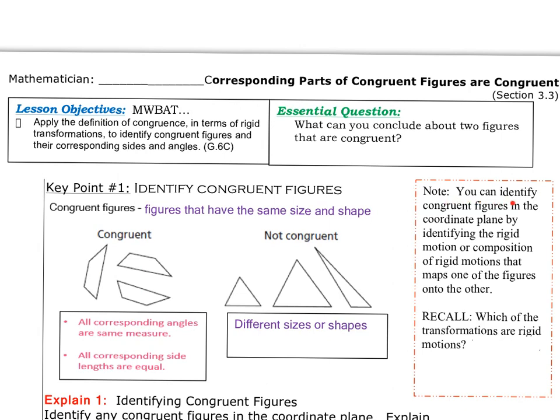So let's recall. Note that you can identify congruent figures in the coordinate plane by identifying the rigid motion or composition of rigid motions that maps one of the figures onto the other. So let's recall, which of the transformations are rigid motions? Well, it's all three. Translations, reflections, and rotations are all rigid motions. In other words, after you complete these transformations, the size and shape are the same. So corresponding angles are congruent and corresponding lengths are equal.